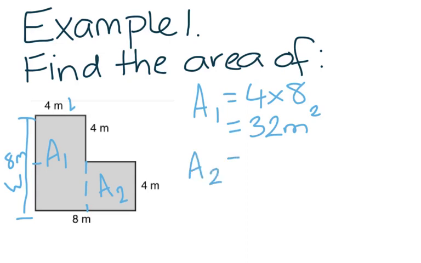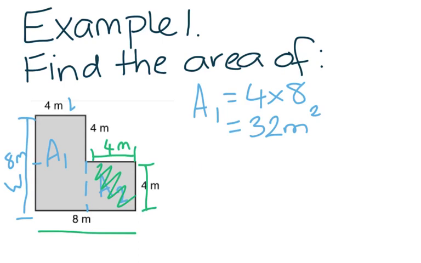And then we've got area 2, which is just this rectangle here. And you can see this side is 4 metres. So we need to work out what this part is. Now the whole distance is 8 across here. And we know that the width or the length of that first rectangle was only 4, so this one must be 4 as well. So then to do area 2, it would be 4 times 4 to give us 16 square metres.